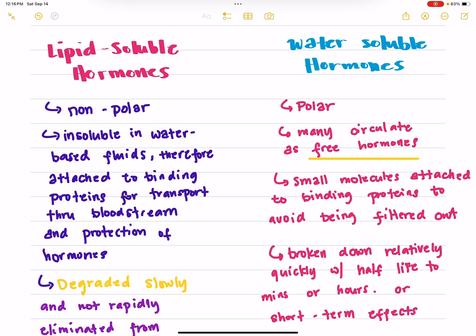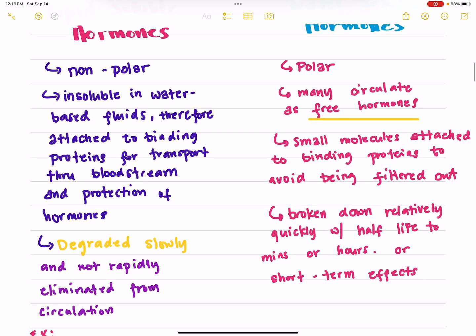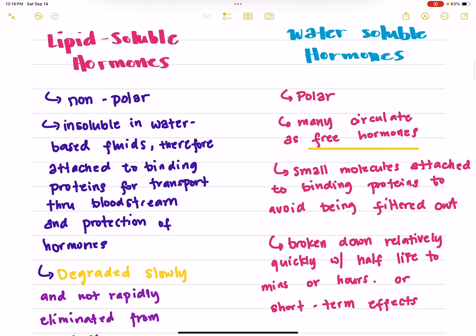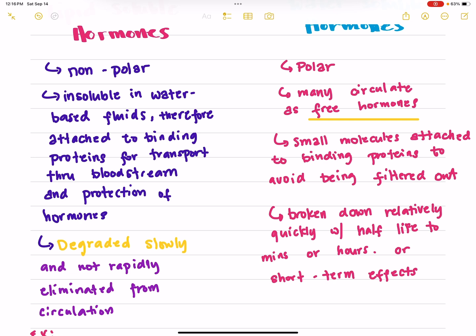Okay, so next is water-soluble. So, water-soluble, polar na siya. Many circulate as free hormones. So, small molecules attached to binding proteins to avoid being filtered out. Okay, so broken down relatively quickly with half-life of minutes or hours, short-term effects only.